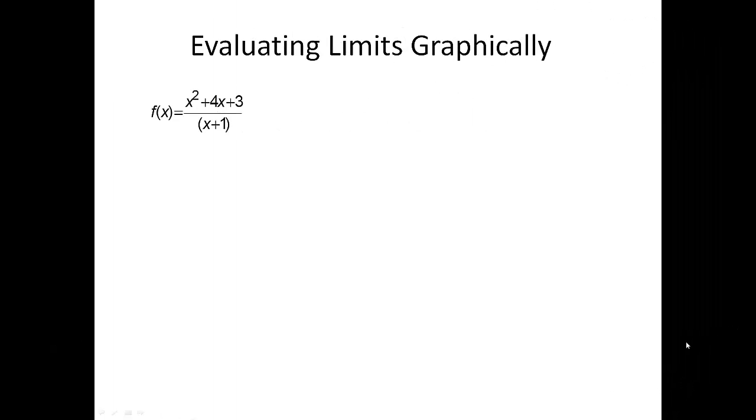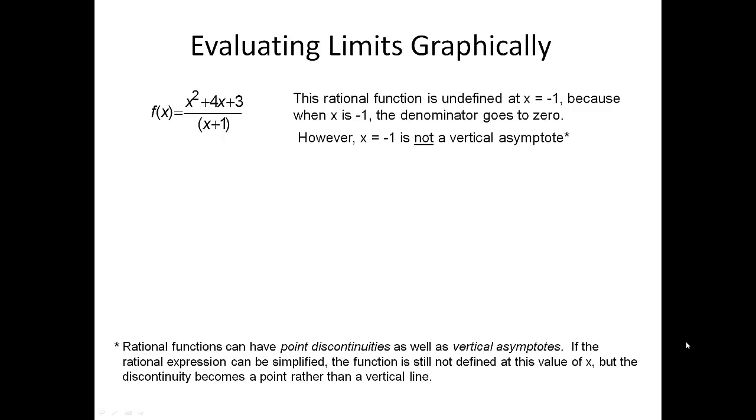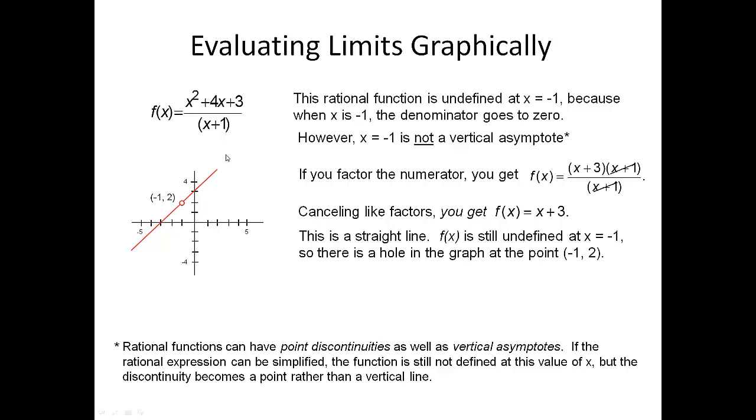Now let's evaluate limits graphically. We're going to make a picture to find the limit. So let's look at the function f of x equals x squared plus 4x plus 3 over x plus 1, a rational function. This rational function is undefined at x equals -1, as you'll recall from pre-calculus, because the denominator goes to 0. It is not a vertical asymptote. It's a point discontinuity, or a hole. This rational function winds up being a straight line with a point discontinuity, or hole, at x equals -1.